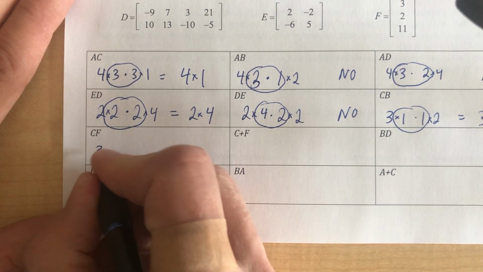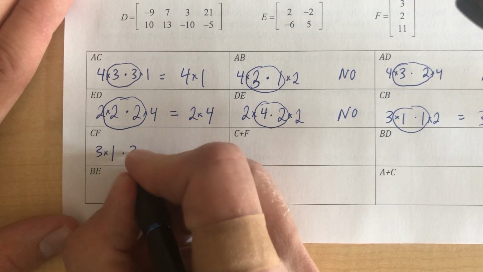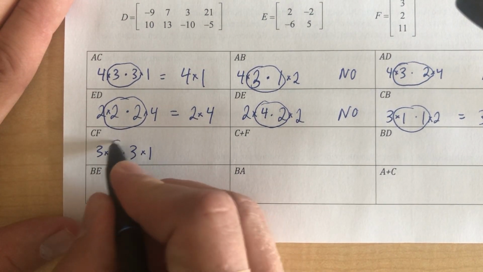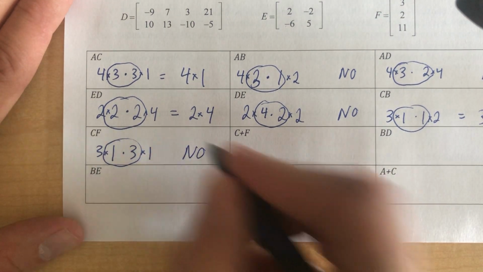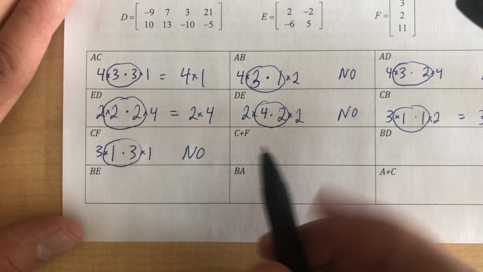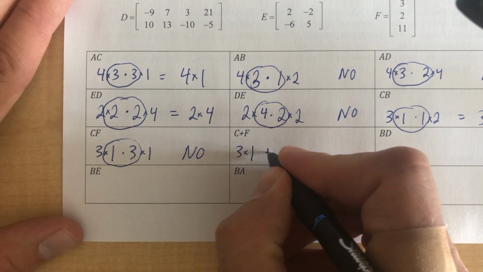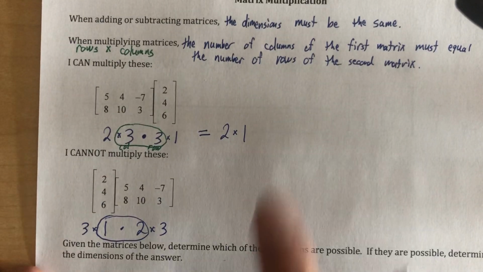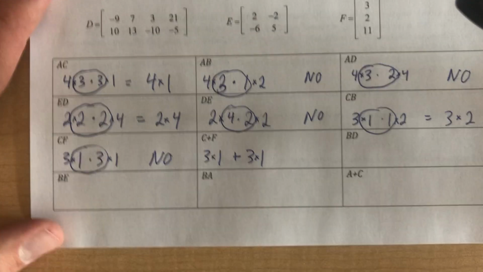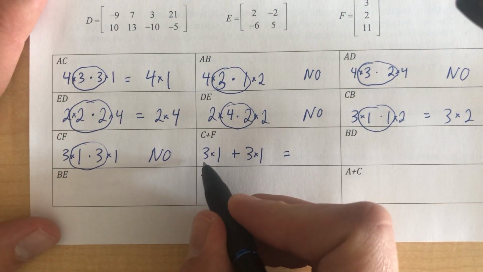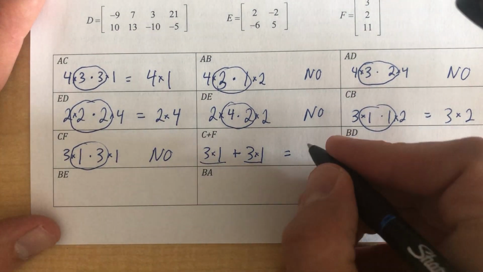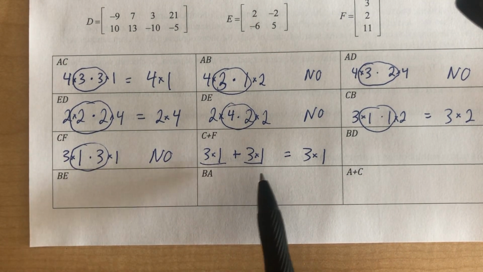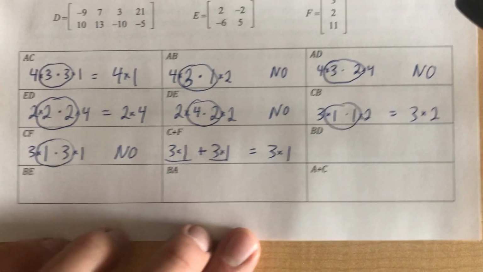CF. C is a 3x1. F is a 3x1. The dimensions of both are the same, but these in the middle are not, and so therefore this one's a no. However, if I have C plus F, I have a 3x1 plus a 3x1, and you've done this. When I'm adding, the dimensions must be the same, and it is. So if I added a 3x1 matrix to a 3x1 matrix, I would have a 3x1 matrix. And I know this looks like a math problem where you do 3 times 1 plus 3 times 1. That's not it. We're talking about dimensions, okay? All right, moving right along.